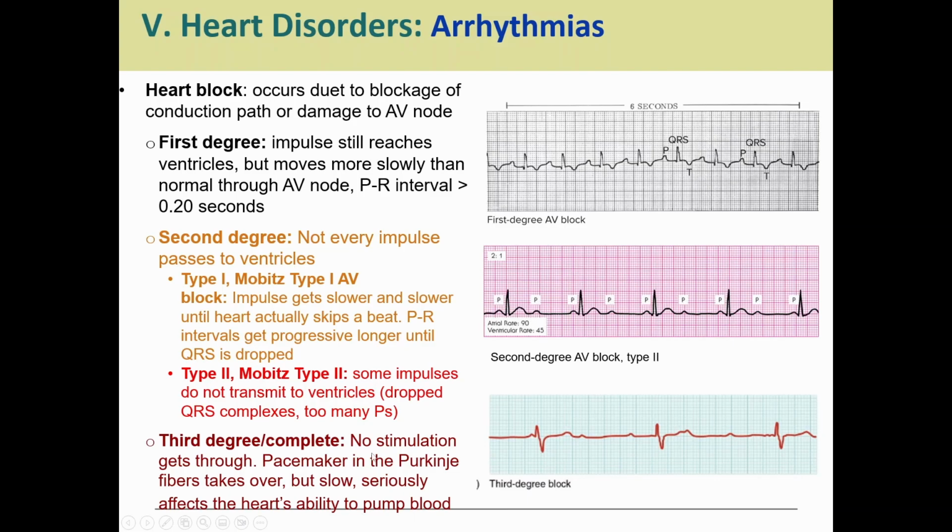And then to a complete one, a third degree, no stimulation gets through, right? The Purkinje fibers can kind of continue this on their own, but we see it is happening very infrequently, like every couple seconds, which is a long time. So this is going to be the most serious of them. We see how we went from QRS complexes happening very often to becoming less and less frequent as you go from first to second to third degree block.